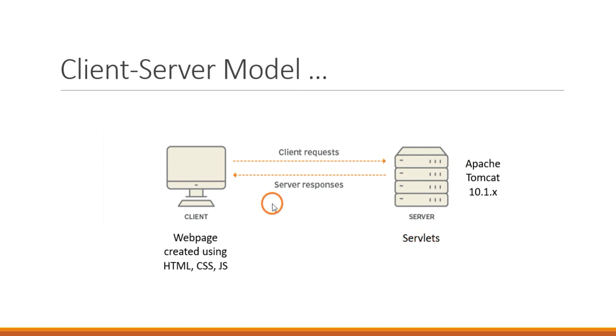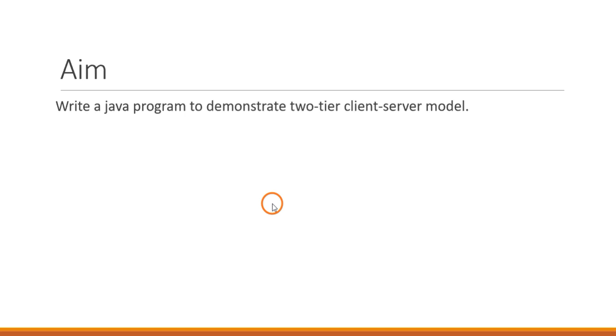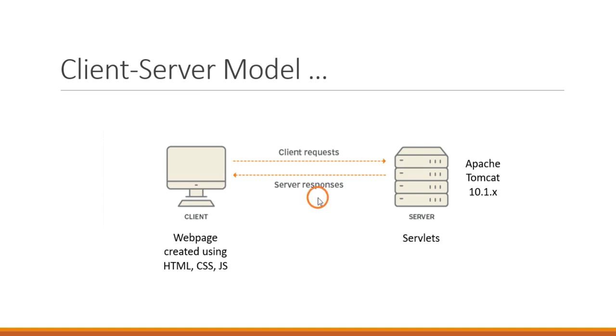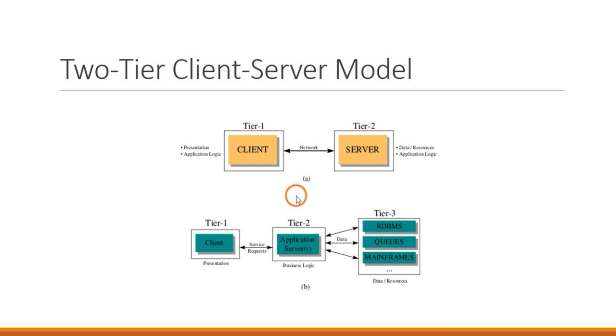In the aim of the program, we have seen two-tier. So what is two-tier? Client-server model means a client and a server will be there. Two-tier means this is tier one, the client, and this is tier two, the server. So this is a two-tier client-server model.